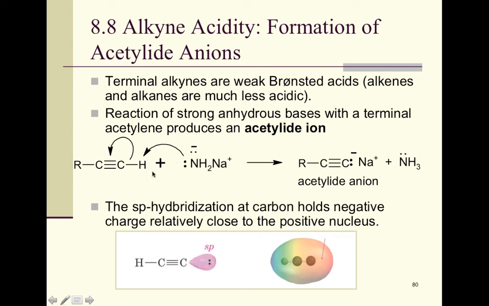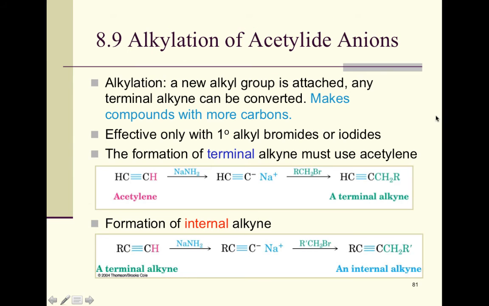And what's going to happen then is after this acetylide anion is formed, it's going to undergo further reactions, because this carbon is going to want to go ahead and get rid of this negative charge and be bonded to four things. What we do see in this acetylide anion is the sp hybridization at the carbon holds a negative charge relatively close to the positive nucleus. That's what's happening in this case.